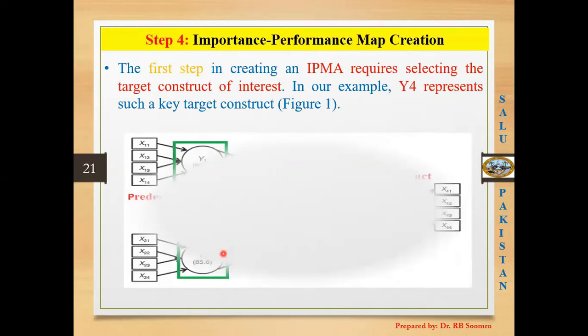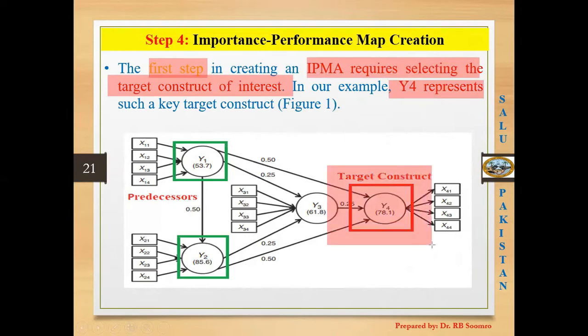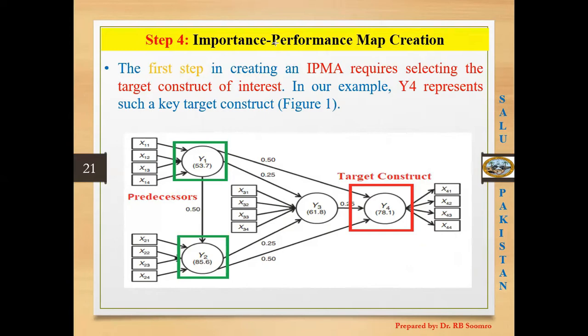Looking at step number 4, that is about the importance-performance map creation. The first step is that the IPMA requires selecting the target construct of interest. In our example, Y4 is our target construct, and these three are our predecessors. It is important to distinguish this, like in other techniques where we decide this is my dependent variable and these are my independent variables. In this way, we have to decide.